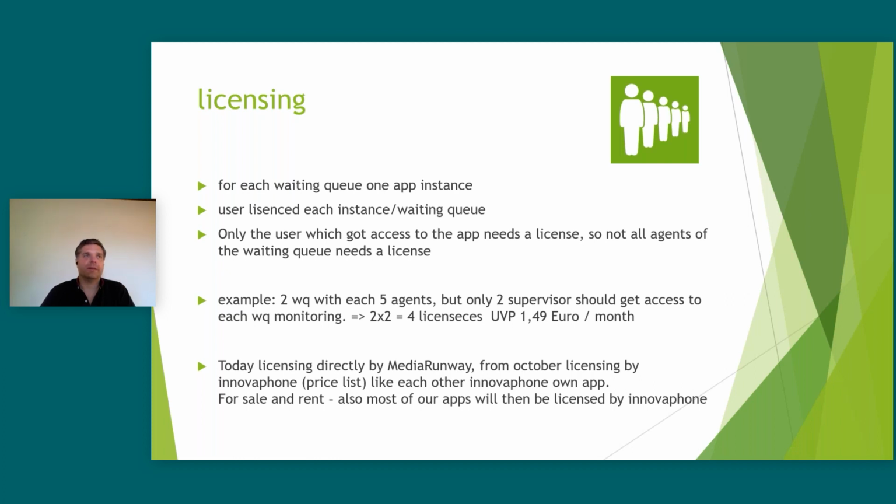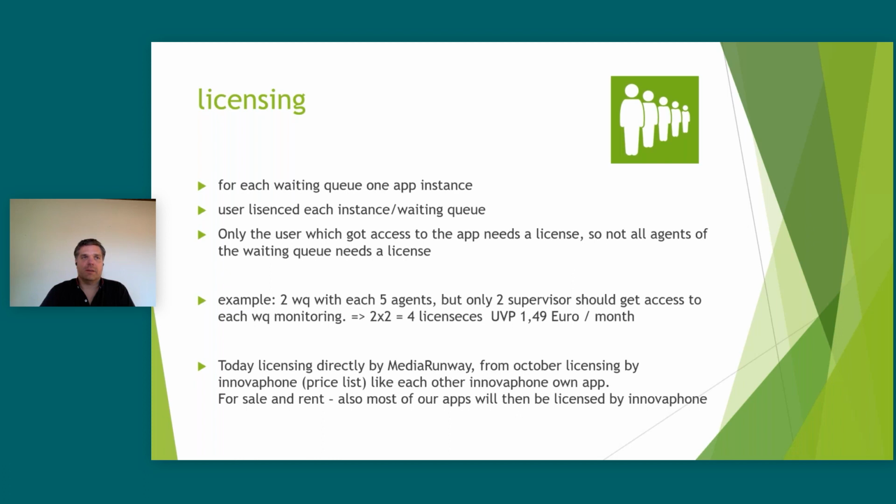So I do an example. If there are 2 waiting queues, which each of them have 5 agents, but only 2 supervisors should get access to each waiting queue, monitoring the queue, then you need 2 supervisors for 2 queues. So 4 licenses are needed. And actually, it's €1.49 per user per month.